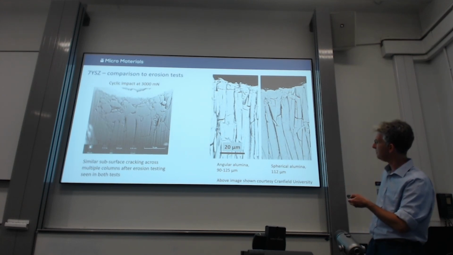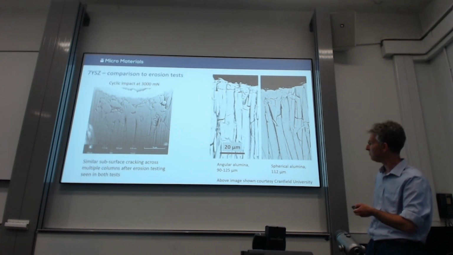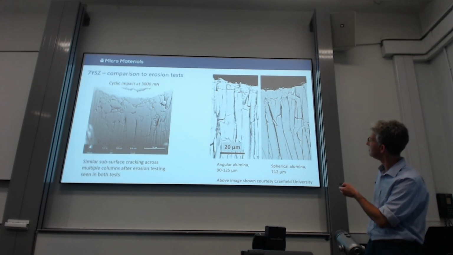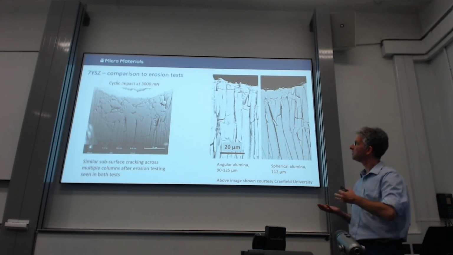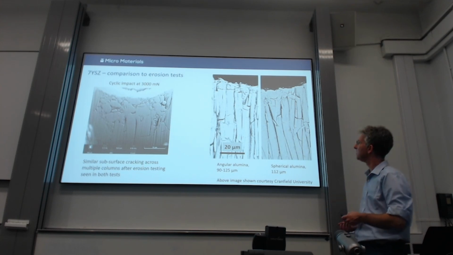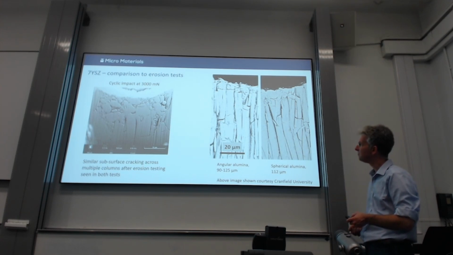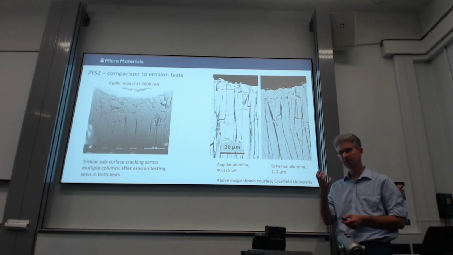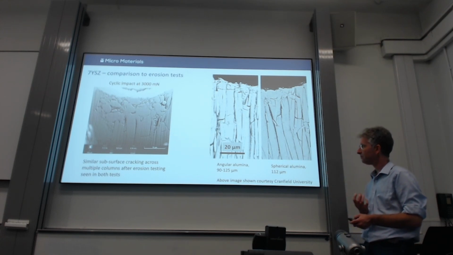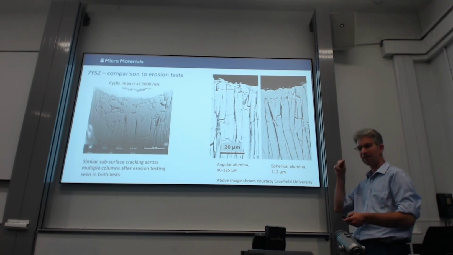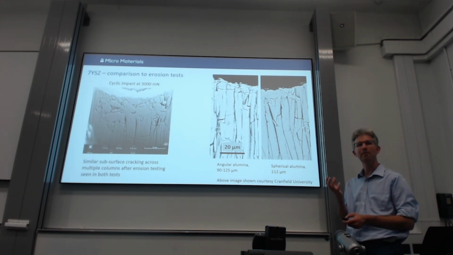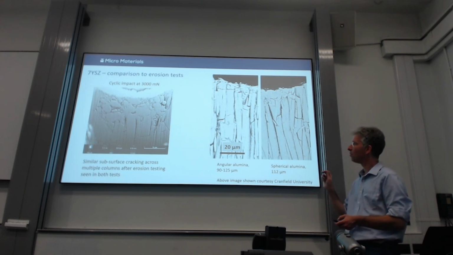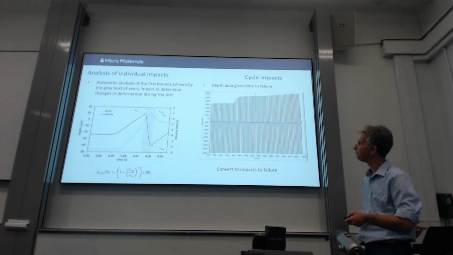If you look on the right, these are real erosion test results with alumina as the erodent, and you're getting essentially the same mechanisms. I could show other ones as well, and you get basically these subsurface cracks that cut across different columns, and that is one of the major erosion mechanisms. So again, we have quite a nice correlation between the result in the cyclic test at the same position and the actual application. However, this isn't quite what happens in the real world situation.